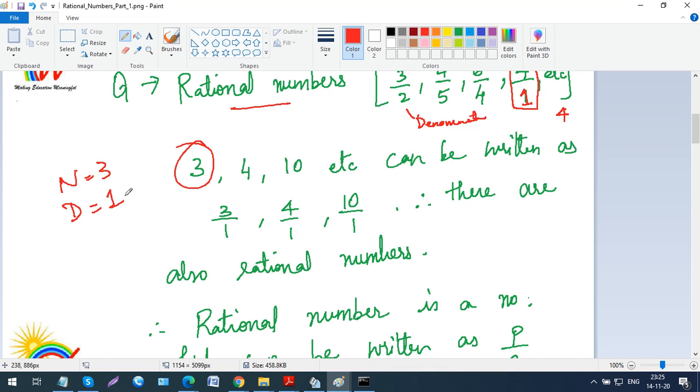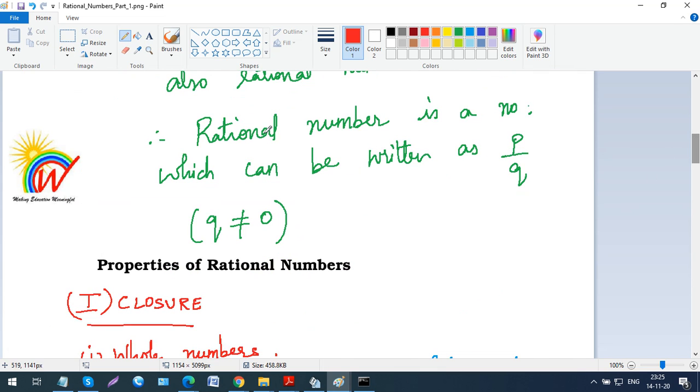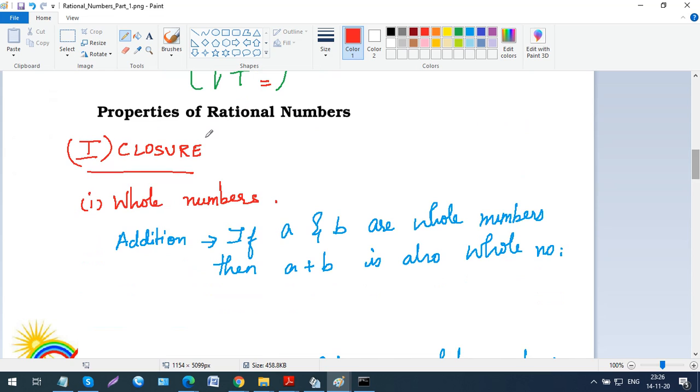A rational number is a number which can be written in the form P by Q. But remember, Q can be any number but not 0. If you have 0 in the denominator, then that number is undefined. That number does not exist at all. So Q, that is, the denominator, should not be 0 in any case. Now we are going to learn some properties of rational numbers. You understood what a rational number is, right?